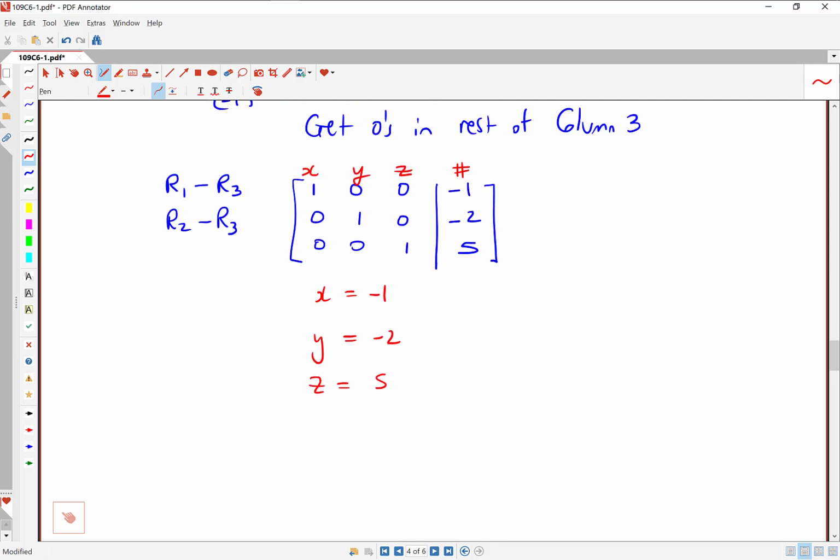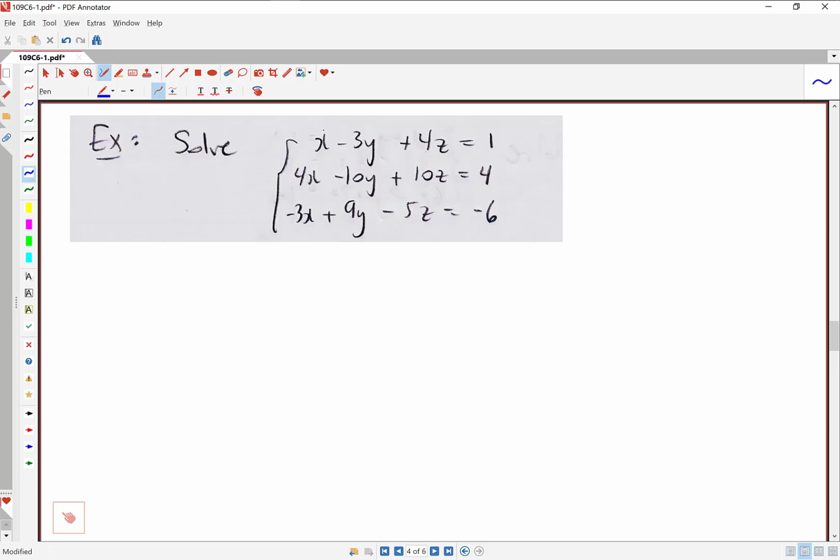So you can leave your answer like that, or sometimes we'll write it as an ordered triple, just because it's a little bit faster: x, y, z, negative 1, negative 2, 5. So that's the unique combination of x, y, and z values that solves the original system. So let's try one more problem just to get a hang of this Gauss-Jordan elimination process.